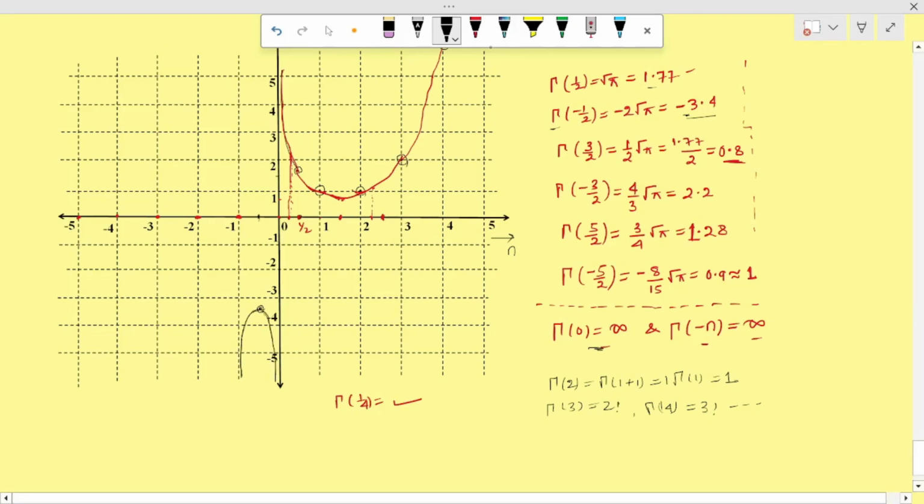Now we are going to consider gamma of minus 3 by 2, that means minus 1.5. The value is 2.2, positive. This value is 2, so 2.2 is somewhere here. Again, if I approach towards minus 2, it will be infinite. Minus 1 also infinite. The graph will be like this.